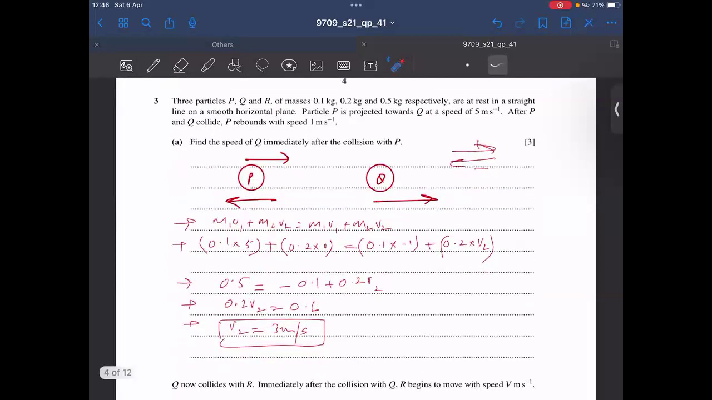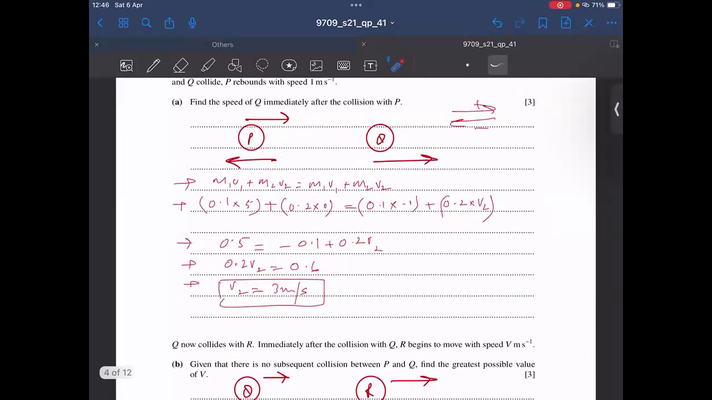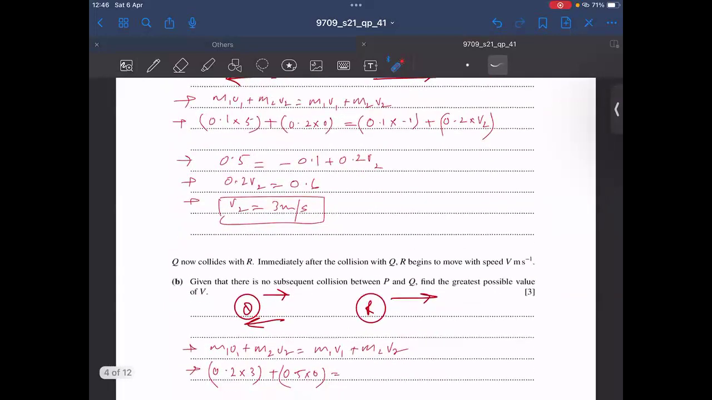And the speed of Q immediately after the collision with V. There is no subsequent collision between P and Q. Find the greatest value of V.